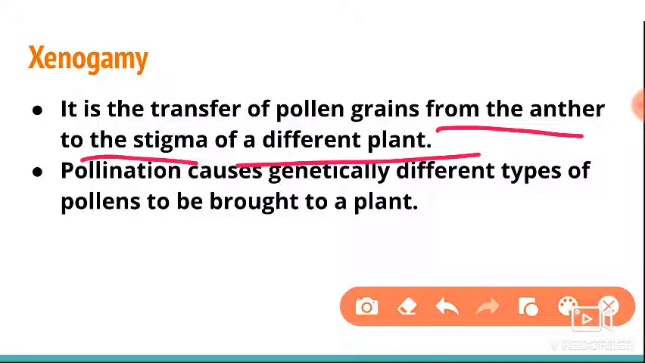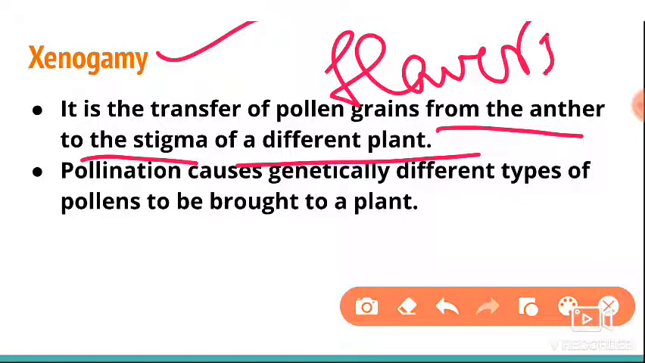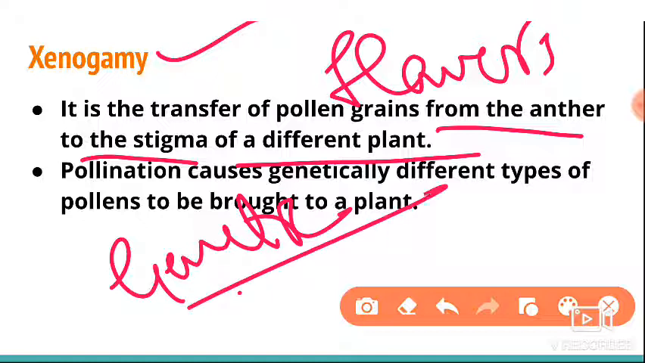In case of geitonogamy and autogamy, you will not find much genetic variation, because exchange of pollen grains occurs in the same plant and in the same flower, so the genetic variation is very less over there. But when you come to the xenogamy, we will find the genetic variation, because the genes are from different flowers and different plants. Please remember this also. Then in NEET exam and CET exam they can ask.